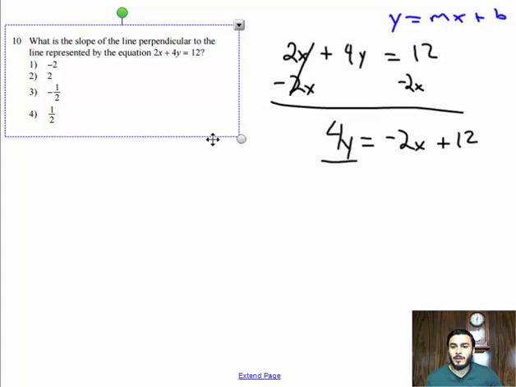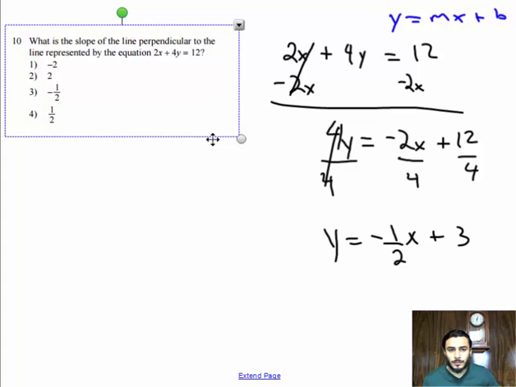We'll divide both sides of the equation by 4. And we get y equals negative 1/2 x, because 2 over 4 reduces to 1/2. And then 12 over 4 reduces to 3, right? So this is the equation of the original line.